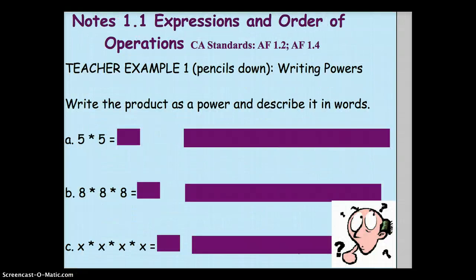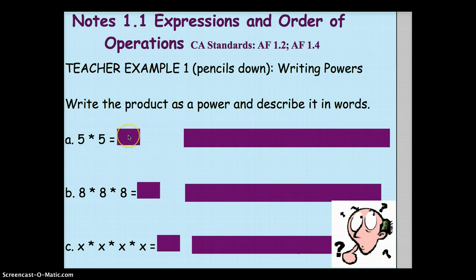The next thing you'll see on your notes are teacher examples. After teacher example, it says pencils down. What that means is you're going to listen to the example, but you do not need to write it in your notes. All you need to do is listen as I go through the example. So in this case, I'll go ahead and start off reading the directions: write the product as a power, and describe it in words. Problem A, 5 times 5.